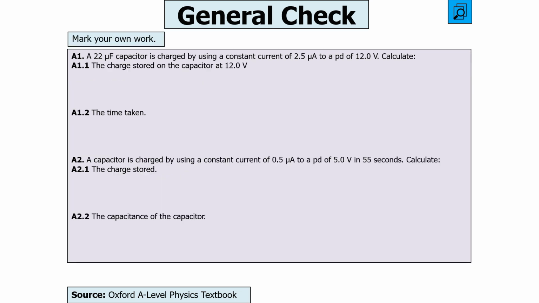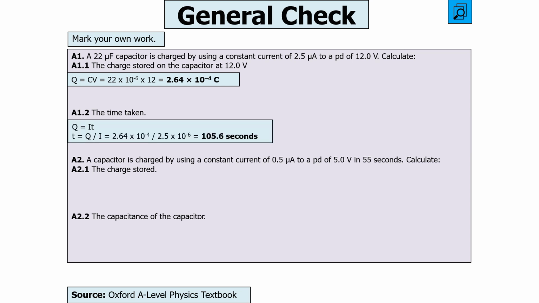Right, in this first one again we're using Q equals CV, so we will put them in. Remember, micro turns into farads by times 10 to the minus 6, so we get 2.64 times 10 to the minus 4 coulombs. Again, we can say Q equals IT, so therefore T equals Q over I. We've already got Q from the question, and we've got I from the question, so we can work it through. Remember, we worked out Q in our previous answer, so we can pop it through and we get 105.6 seconds.